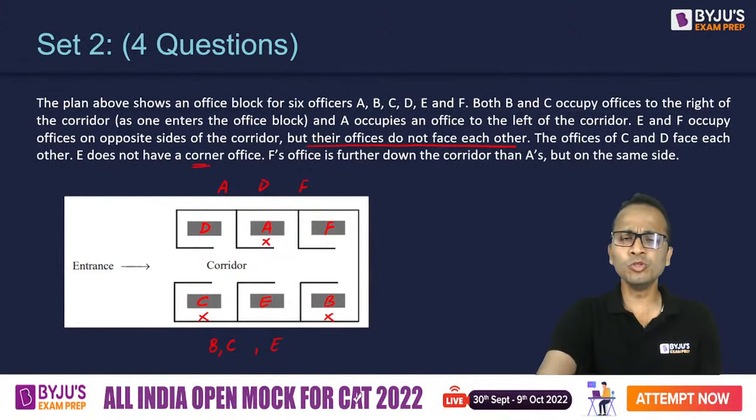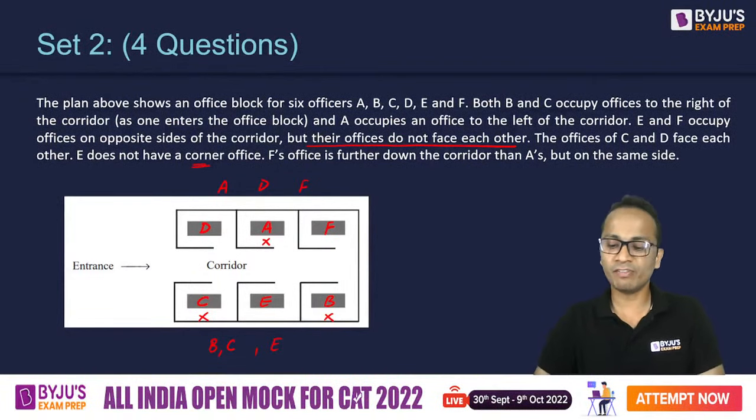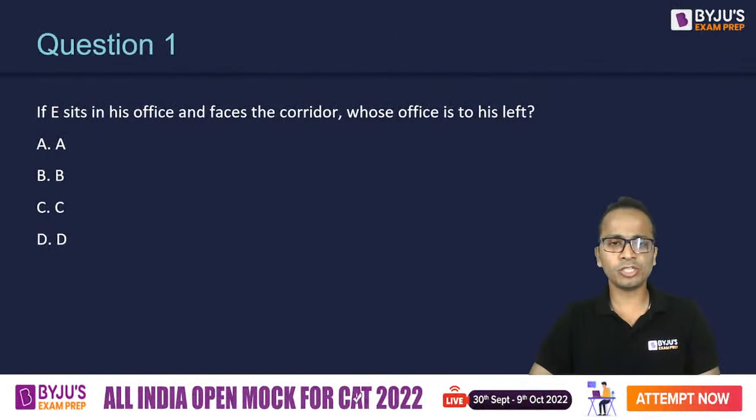Okay, let's move to the questions one by one very quickly. So the arrangement that we have is DAF, all right, and CEB. I'll note it down so that I'll not come back to this slide again and again, and we can answer all the remaining questions. So question number 1, based on this, quickly give me an answer for this one. If E sits in his office and faces the corridor, whose office is to his left?